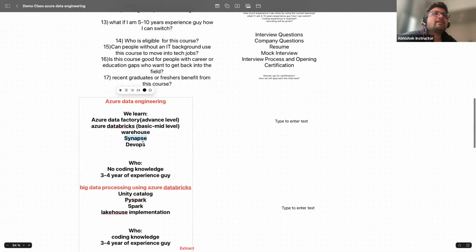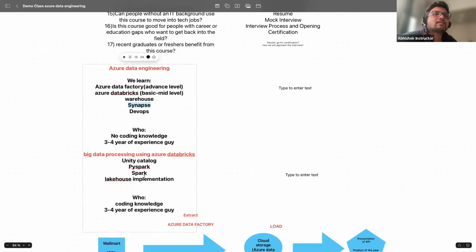And then we have Azure Databricks. In the Databricks course, we will learn about Spark optimization, big data processing, and Lakehouse implementation, right? And the people who should have some sort of SQL or Python knowledge.